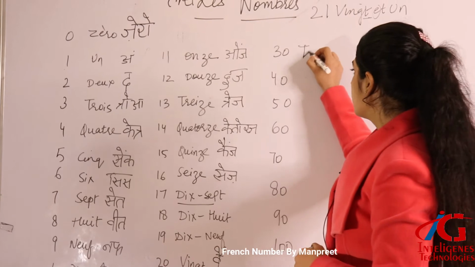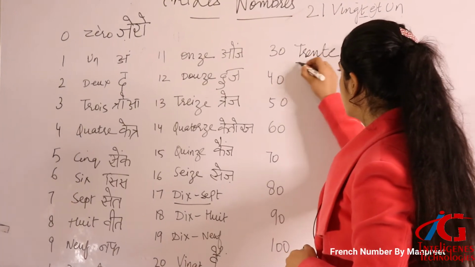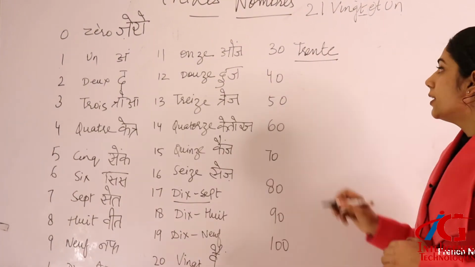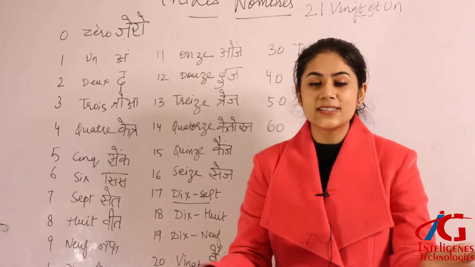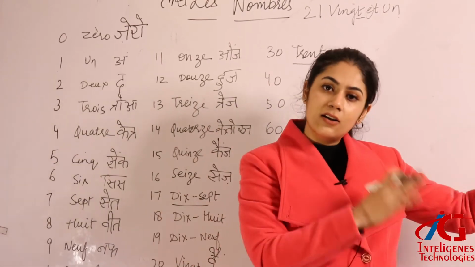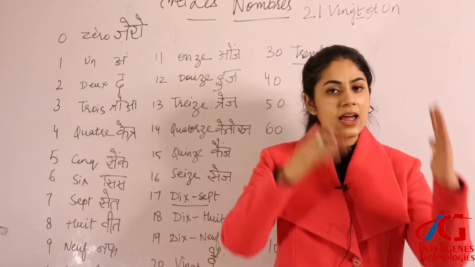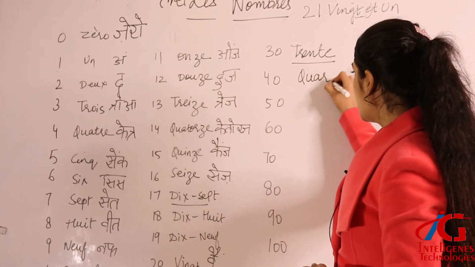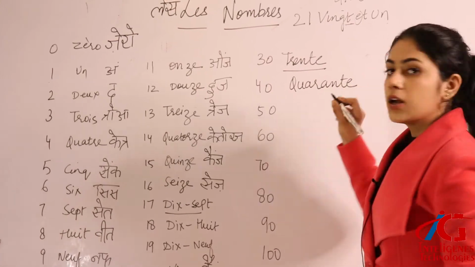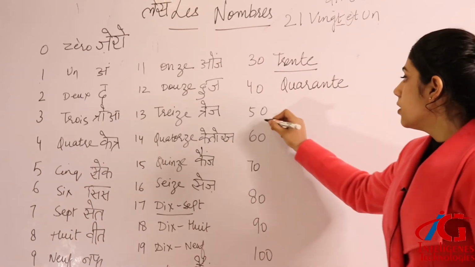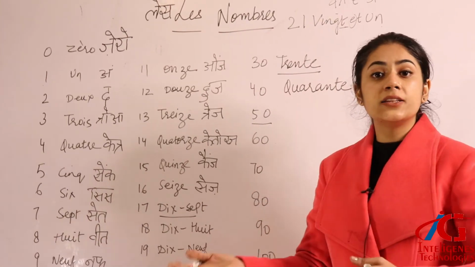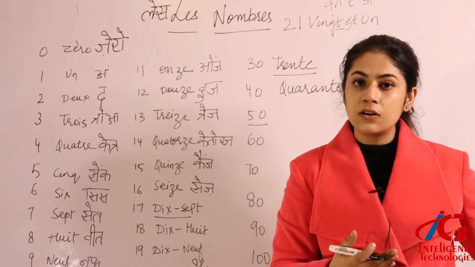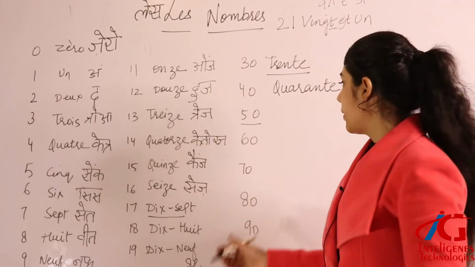30 would be trente. Then 31 would be, yes, you guessed it right: trente et un. Trente-deux, trente-trois, and follow the same way. 40 would be quarante, and 41 quarante et un, quarante-deux, and follow the same way.